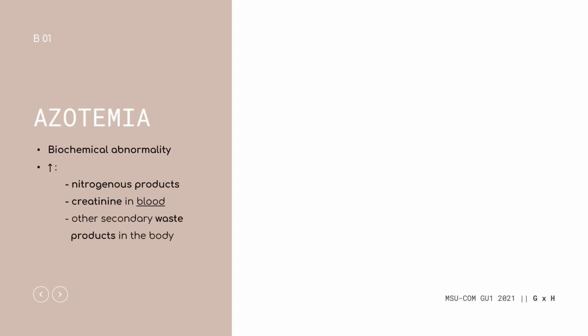Having heard of the basics of renal reabsorption and secretion, let's now proceed to the clinical side of things. So when the renal system of our body is unable to properly filter waste products, this could result in the elevation of nitrogenous waste. Azotemia is a biochemical abnormality which is defined as the elevation of nitrogenous products, creatinine in the blood, and other secondary waste products in the body.